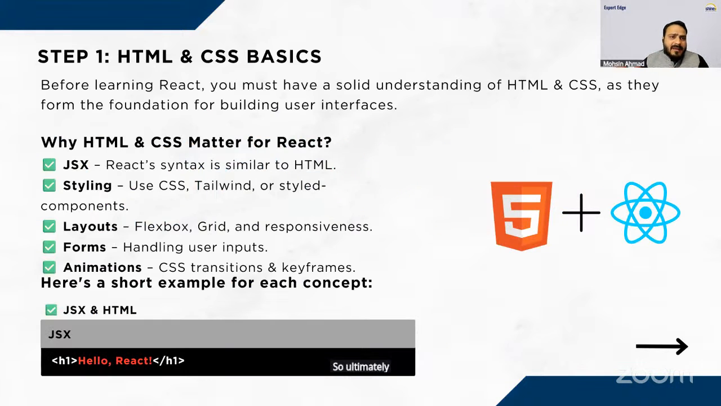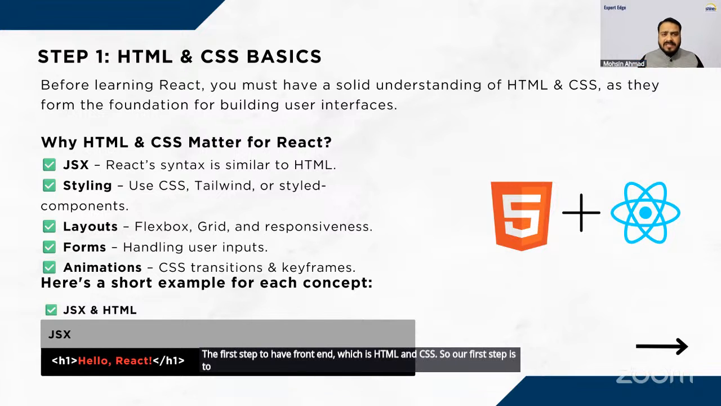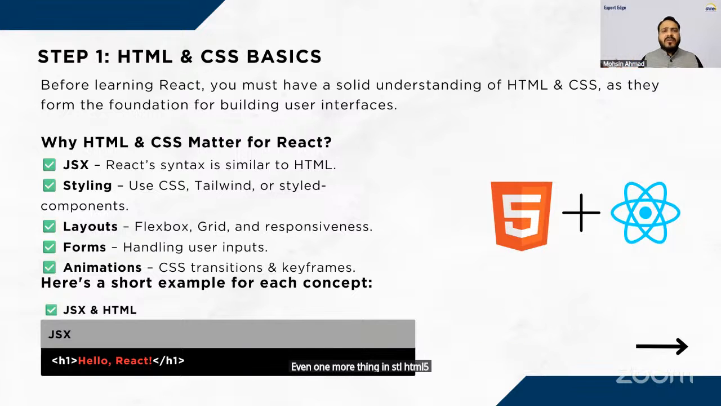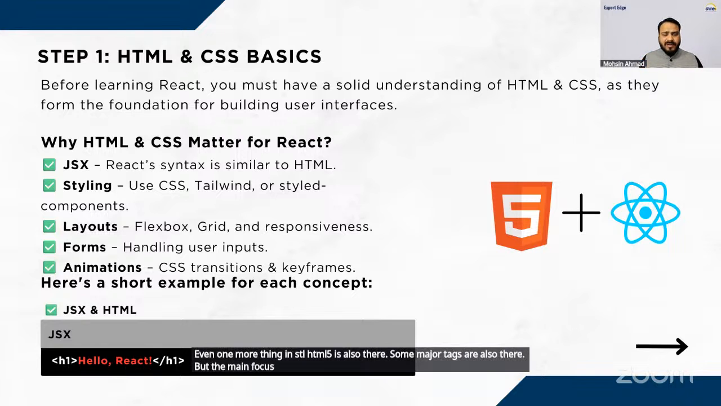So ultimately, now the main steps. Now this is the thing which everyone can relate to basically, which I told before. The first step to have front end, which is HTML and CSS. So our first step is to learn basics of HTML and basics of CSS. Okay, basics of HTML, some tags you should know. Like heading tags, paragraph tags, div, span, a little bit of tags. Like 15 to 20 tags are enough to have basic HTML. Even one more thing in HTML, HTML5 is also there. Some major tags are also there, but the main focus to become a front end beginner is that you need to know basics of HTML tags. Then basics of CSS properties, not more than that, just basic properties.